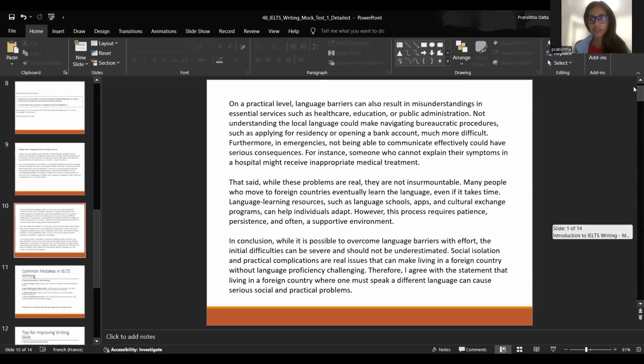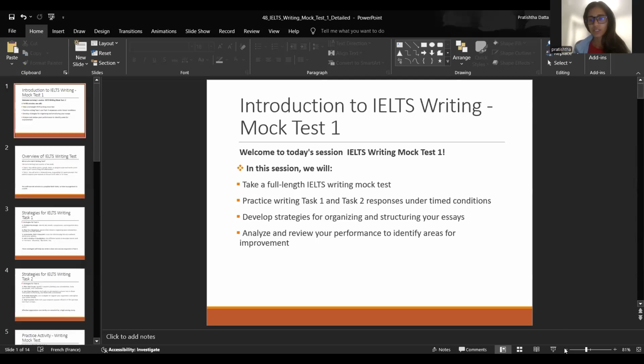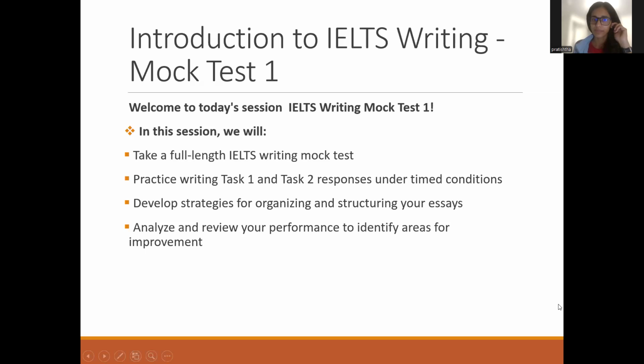So let me just first review what the agenda is for today. Today we will talk about the writing mock test. In this session, we'll take a full-length IELTS writing mock test, writing task 1 and task 2. I would prefer if you could do it under timed conditions, of course, because in IELTS it's going to be timed. You need to develop strategies for organizing and structuring your essays, and then analyze and review your performance to identify key areas of improvement.